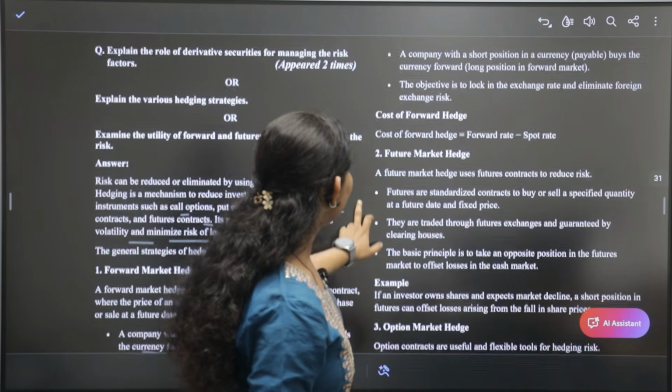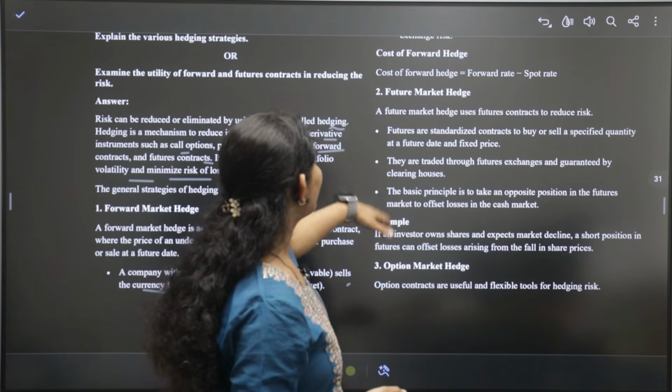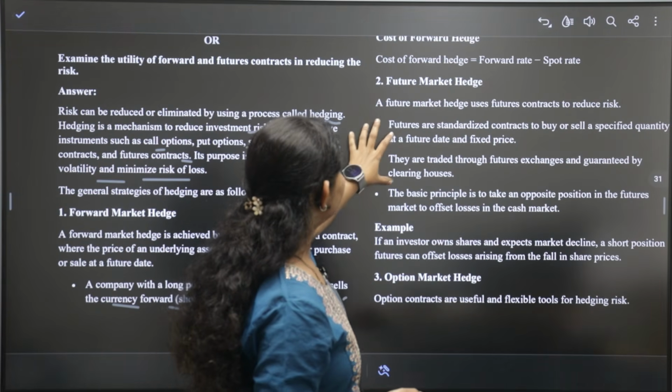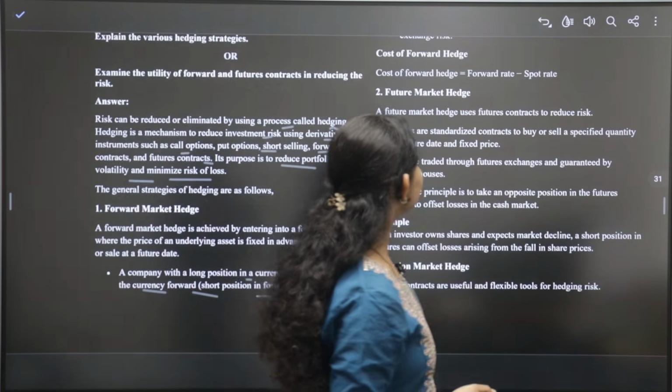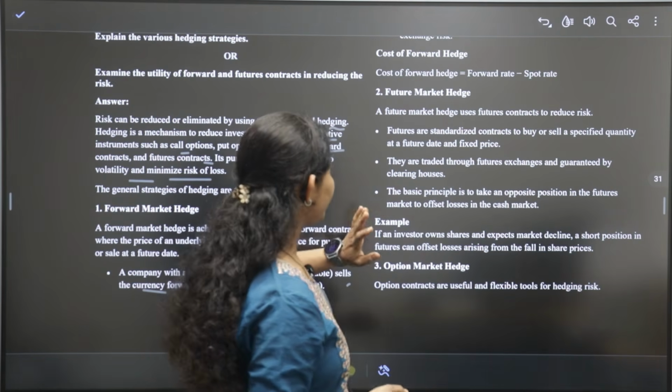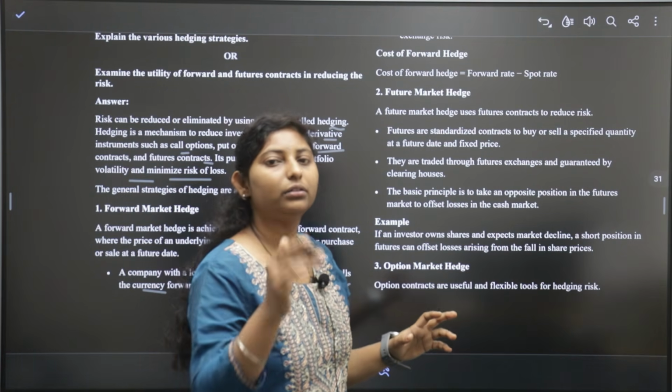And next we have the cost of a forward hedge. So what is the cost in a forward hedge? The cost of a forward hedge is equal to the forward rate minus the spot rate. Spot rate means the price, the stock price, right now.